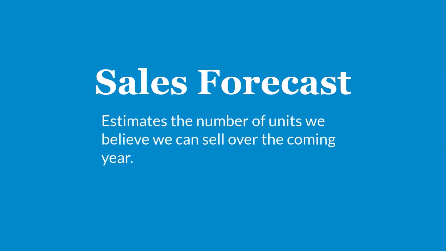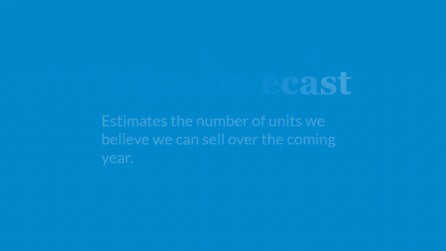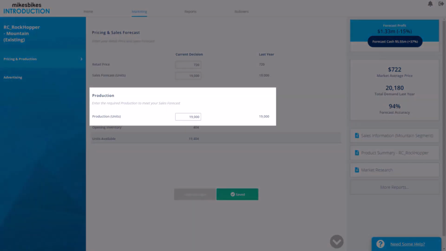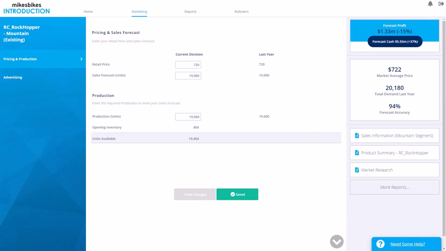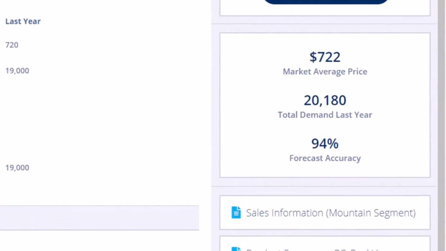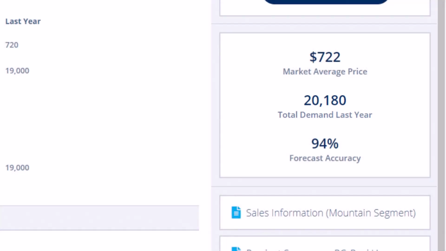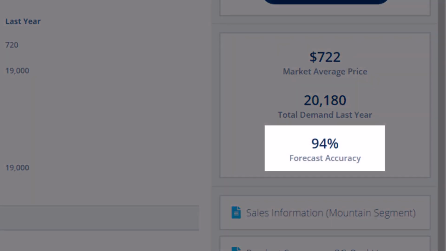A sales forecast estimates the number of units we believe we can sell over the coming year. This is an important decision as it's used to calculate our required production and also feeds into the live forecast widget. On the right-hand side of the pricing and production screen, we see last year's demand for my product was 20,180 units. And my sales forecast was very good at 94%.